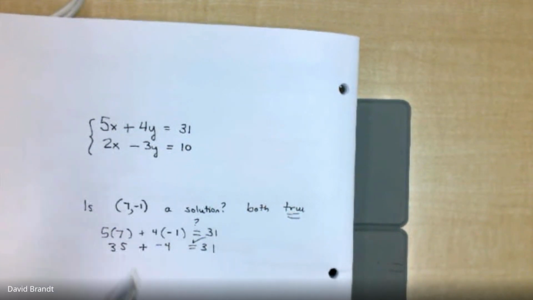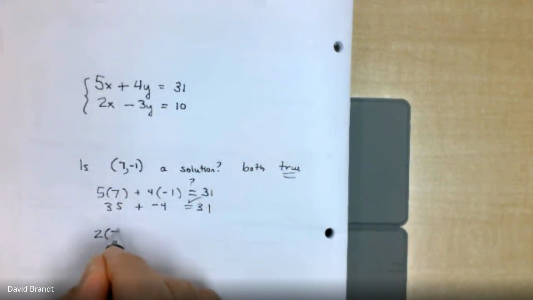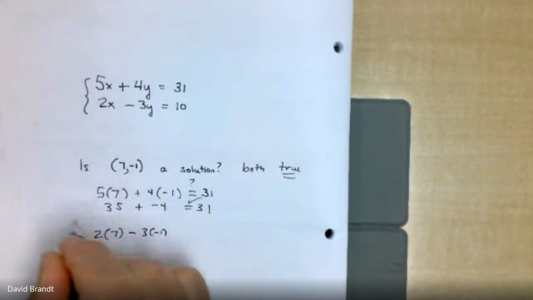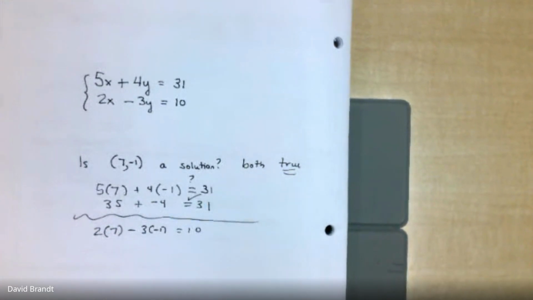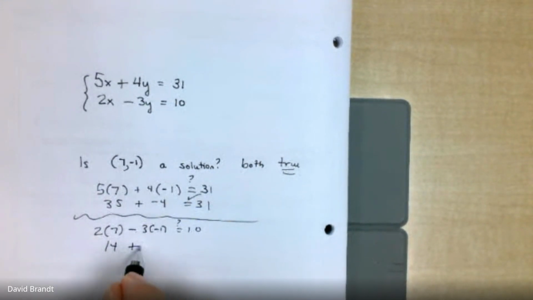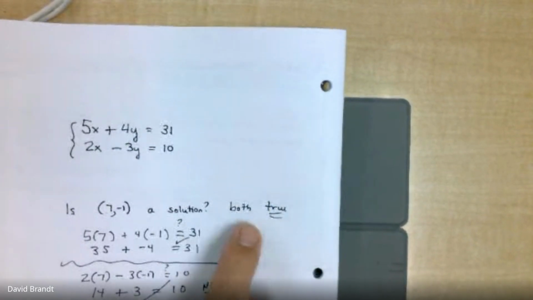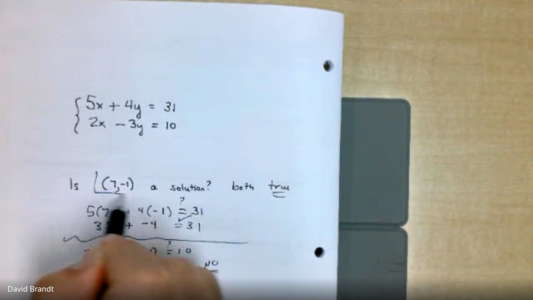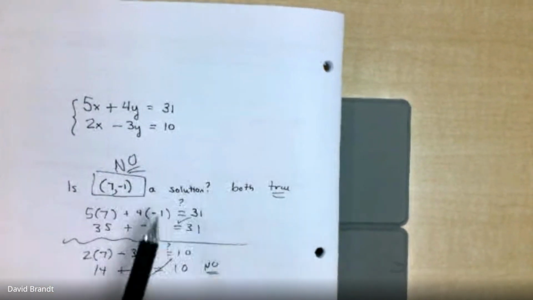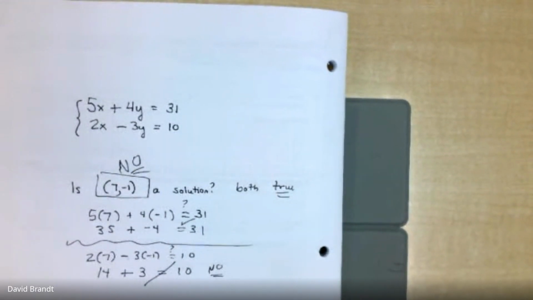But it has to work in both equations. It can't just work in one. So we need to look at the second equation. 2 times 7 minus 3 times -1. Is that equal to 10? That's the second equation. All right. 14, a negative times a negative is a plus. Is 14 plus 3 equal to 10? No, it does not. So since it does not make both equations true, (7, -1) is not a solution because it does not make both equations true. It has to work in both.